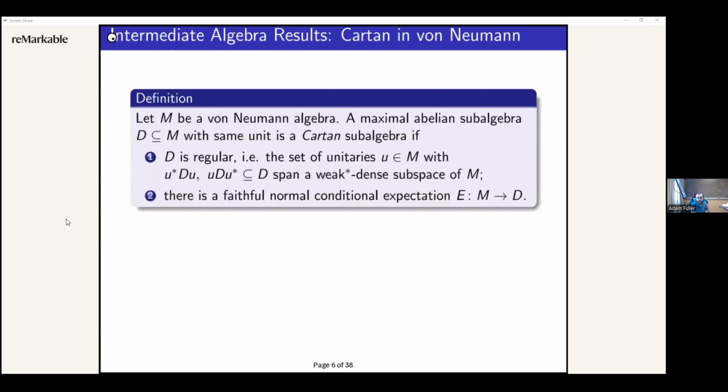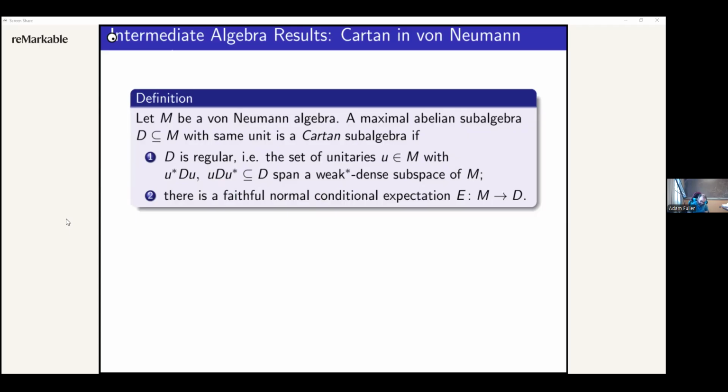Away from cross products, there are similar results when you think of Cartan inclusions. For von Neumann algebras, a maximal abelian subalgebra D is Cartan if it is regular, meaning that the unitaries which normalize D, i.e. send D back to itself, are dense in M, and there is a faithful normal conditional expectation onto D. This is what's called Cartan. Being maximal abelian, being regular, and being in the range of a conditional expectation are all essentially saying D is big inside M, and if it satisfies all three, it must be very big.